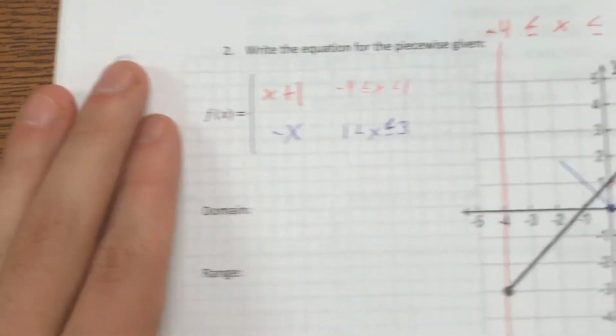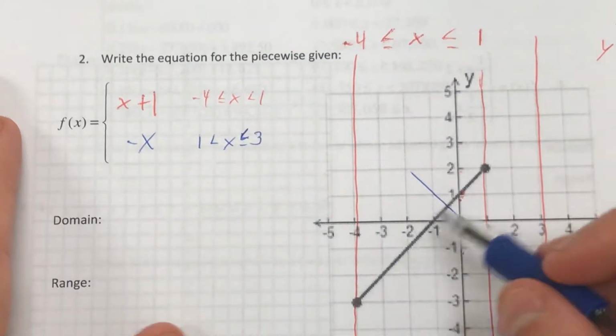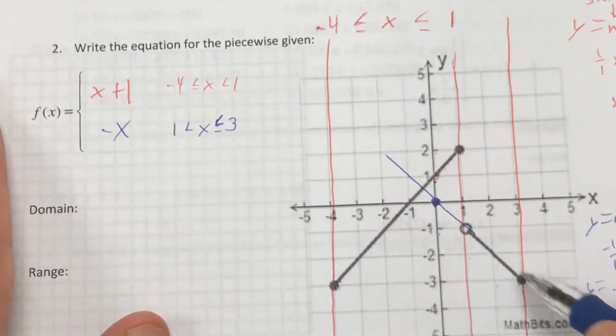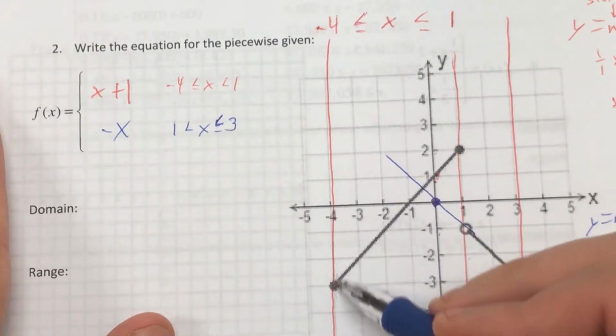So you write negative x. And that's the entire answer to this question. In terms of domain and range, once again, there is no arrows. Because there's no arrows, you will not have infinities for the domain. The furthest left it gets is right here at -4.